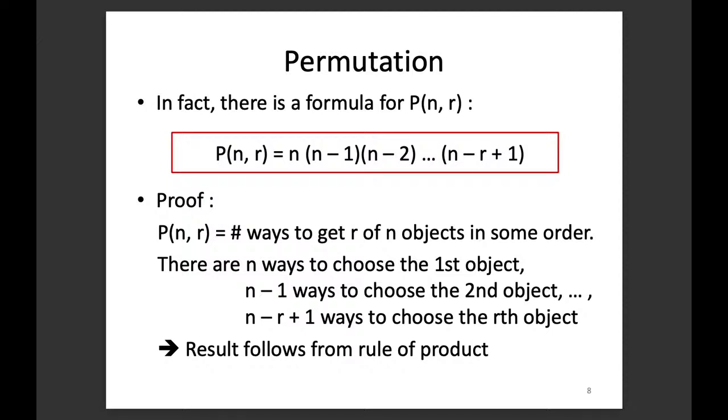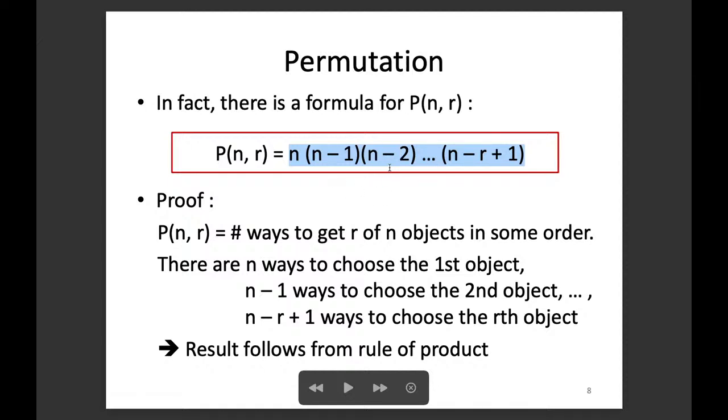And now let us get our first formula for these combination and permutation terms. We claim that P(N,R) is equal to N times N minus 1 times N minus 2 up to N minus R plus 1. This is not easy to remember. The easiest way to remember this is we start from N and we take R terms all together. There are R terms all together, and each term is 1 less than the previous term.